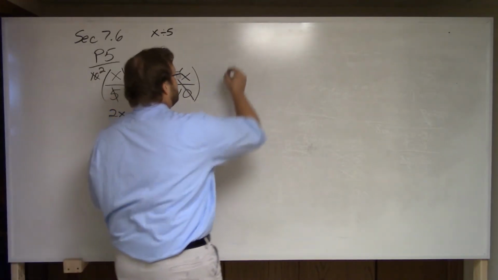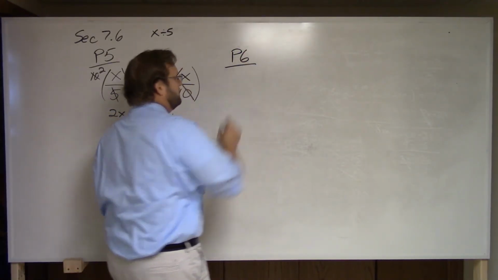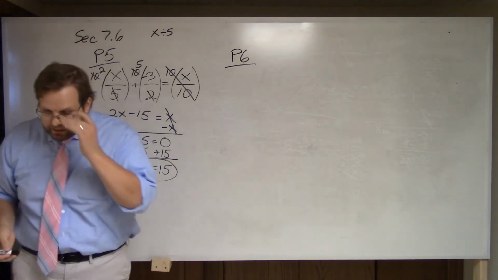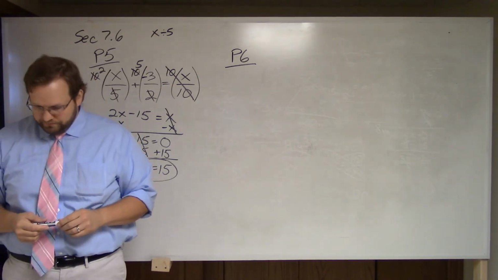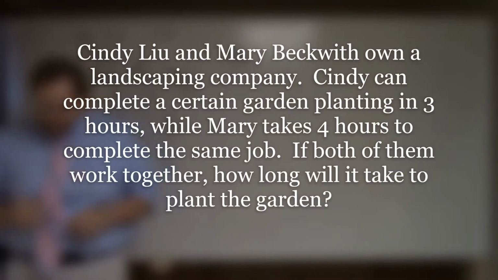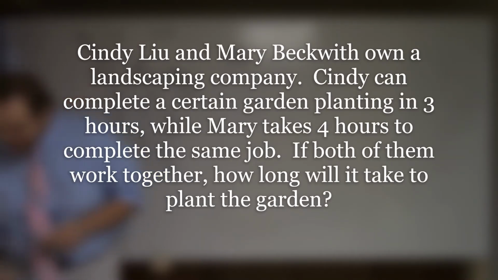Practice 6. Practice 6 is found on page 492, and it reads, Cindy Lou and Mary Beckwith own a landscaping company. Cindy can complete a certain garden planting in 3 hours, while Mary takes 4 hours to complete the same job. If both of them work together, how long will it take to plant the garden?